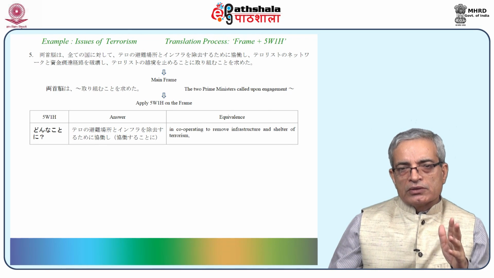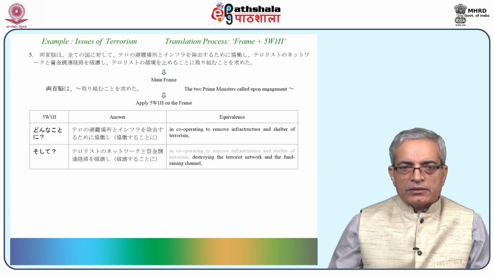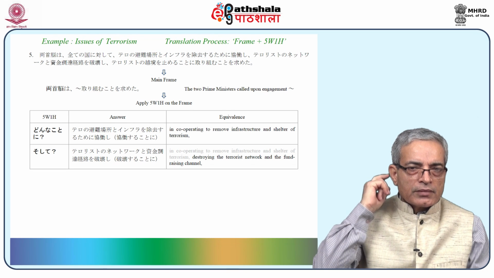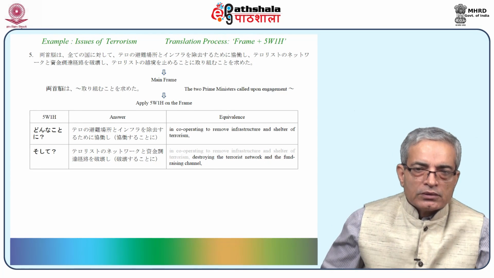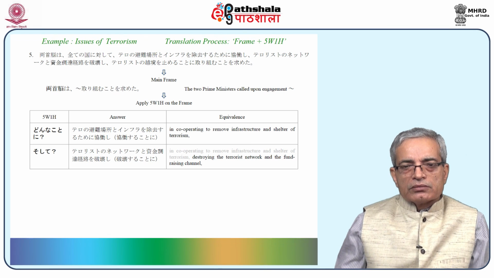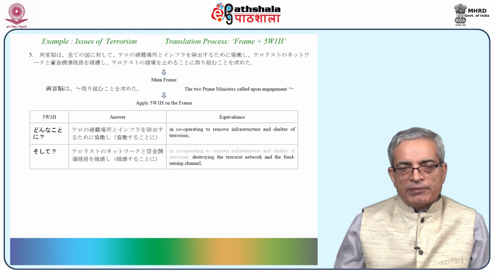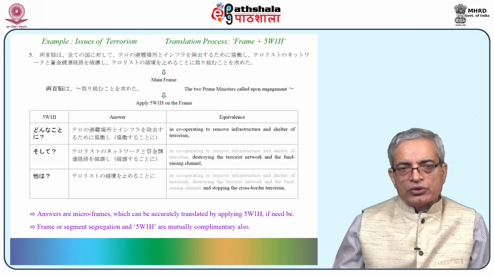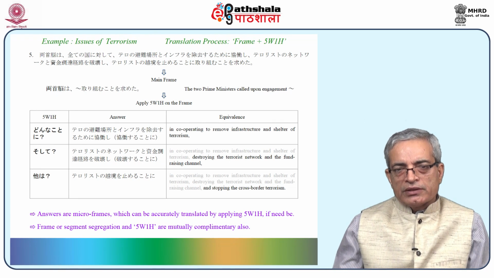Next question is, そして、 テロリストのネットワークと資金調達経路を破壊することに。 Okay, 資金調達経路を破壊し, that 破壊し is 破壊することに。So this again, she means that something else is there. So I think there should be one more. 他は テロリストの越境を止めることに。 Okay, 越境を止めることに。Okay, fine. I think this is clear.